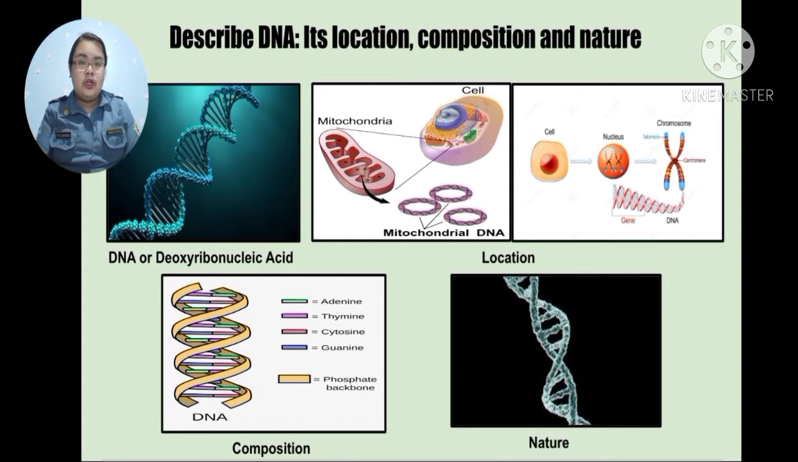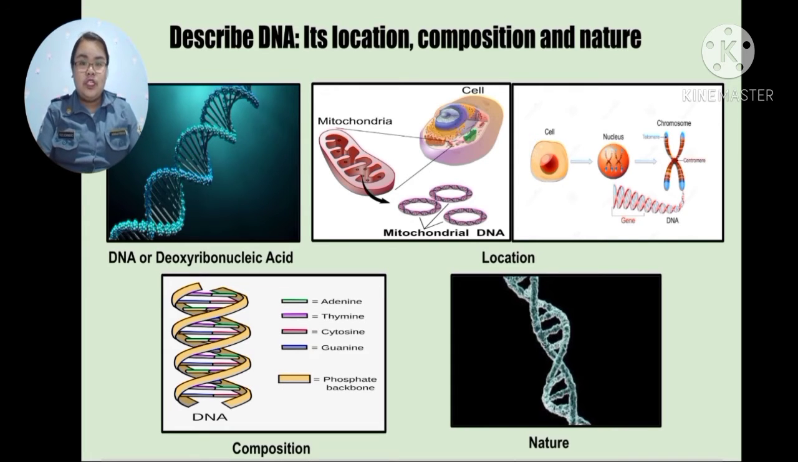So, next, location. So, saan daw po ba natin matatagpuan yung DNA? So, matatagpuan po natin ito sa nucleus of cells. So, ang cell daw po is merong nucleus or center, which is yung brain of the cells. So, sa loob daw po nun, andun yung DNA. So, lahat daw po ng genetic information or traits na meron tayo is nakasulat doon sa ating DNA.